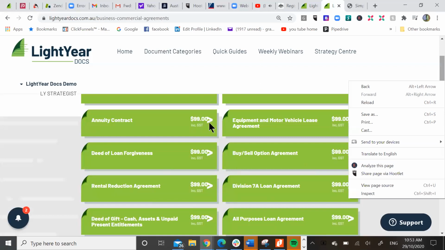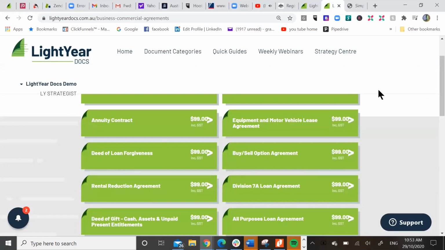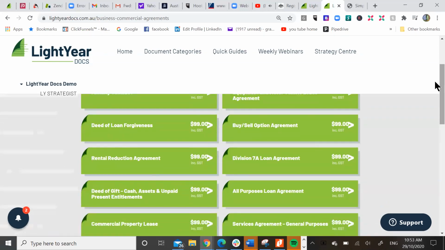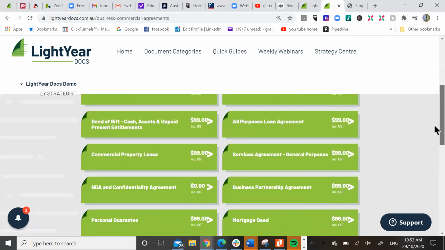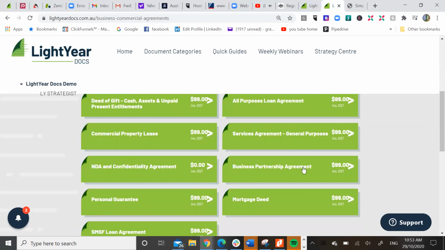We've got buy-sell options, deed of loan forgiveness. Remember I talked about that, where there's an underlying borrowing under the LRBA that we can do a deed of loan forgiveness and that will equate to a contribution. Rental reduction agreement, obviously Div 7A loan agreement, all purposes loan agreements, a deed of gift. We've also got commercial property leases, service agreement, which is good for contractors, etc. And there's that business partnership agreement as well, mortgage deed, SMSF loan agreement, personal guarantee, and NDAs and confidentiality. So we're building up a really good stock of documents in here, which at some stage will include employment agreements. So I've got one of those.